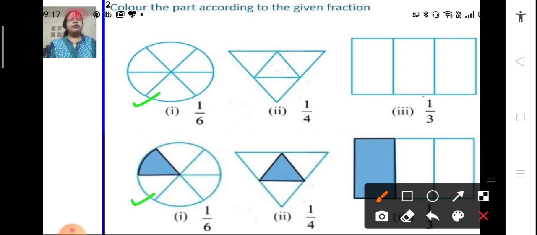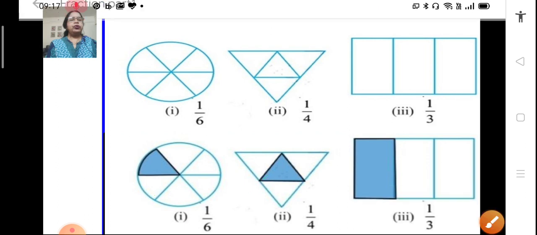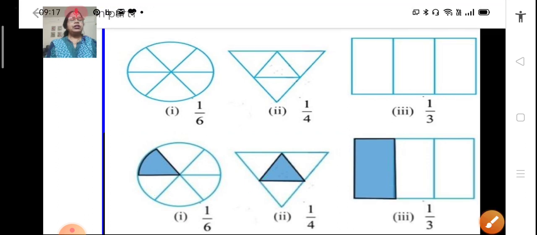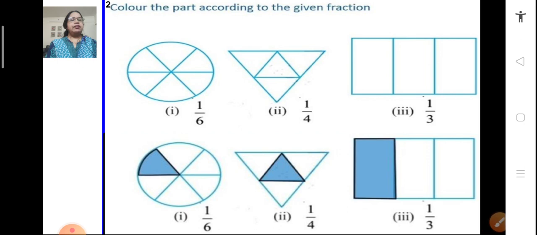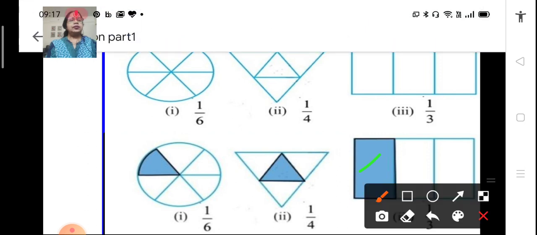Then in the second figure, again 1 out of 4 you have to shade. So the figure is divided into 4 equal parts and we have to shade 1. So we have shaded 1. You can take any other part also and shade it. It will be 1 out of 4. And here in the last one, the third one, the figure is divided into 3 equal parts and you have to shade 1/3. That means 1 part you have to shade. So this is the answer.